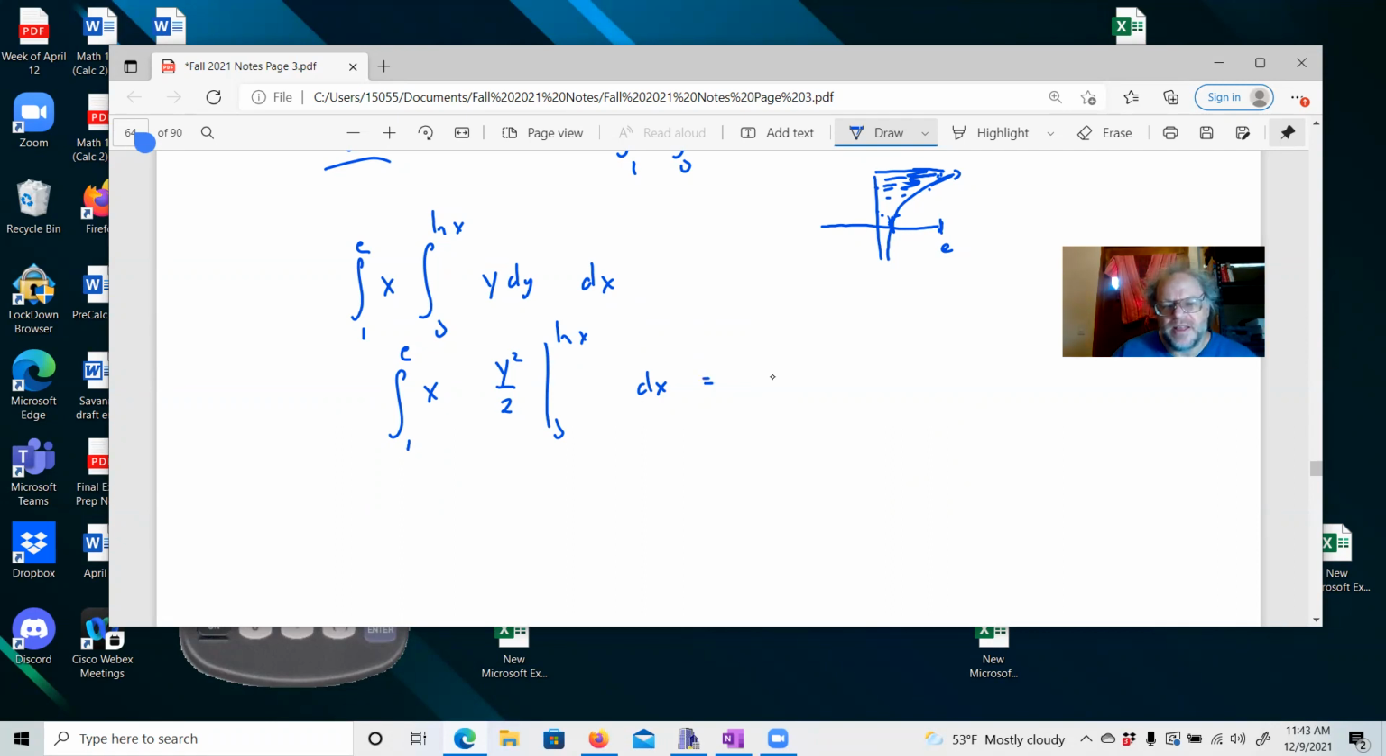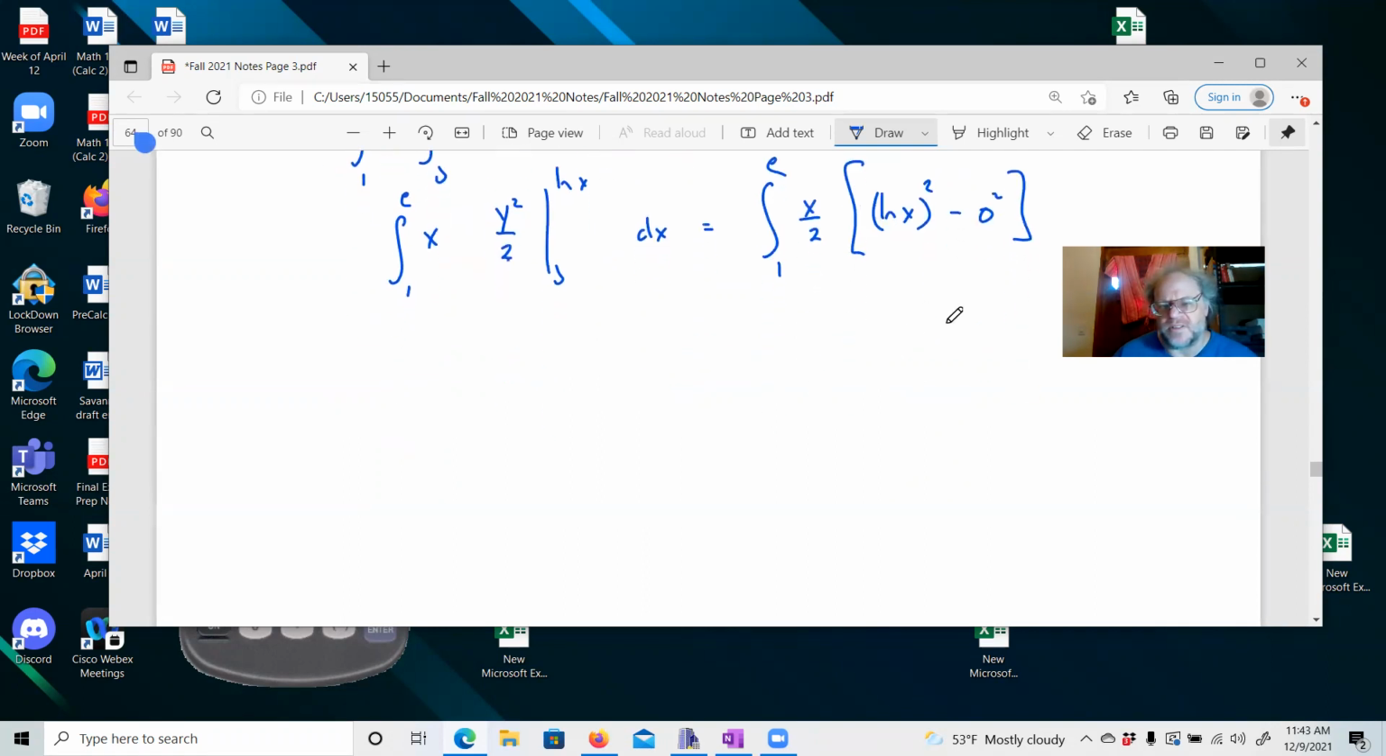It's this integral from 1 to e of x over 2, and then we're going to have ln x squared minus 0 squared. Oh, this is delightful. So here we go. We have 1/2 integral 1 to e of x times ln x squared dx. The 0, no matter what we multiply against it, is still going to be 0, so we're set there.